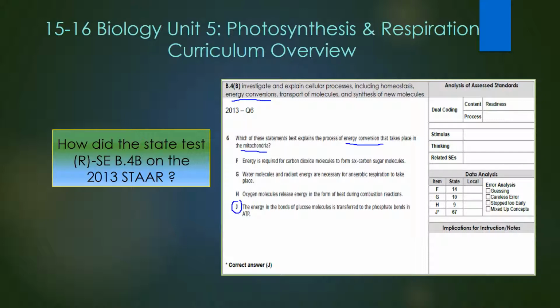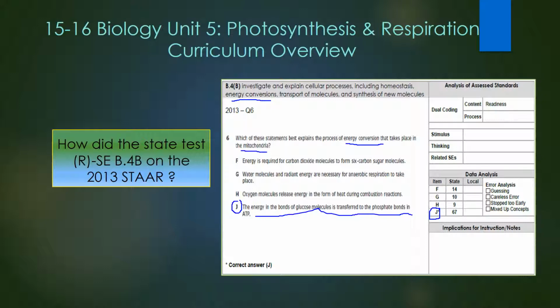As we can see across the state, 67% of the students understand the function of the mitochondria. We still have some discrepancies shown from F, G, and H. These are our distractors. We don't want to look at those, but look at how they're asking the students and what answer they're looking for: the energy in the bonds of glucose molecules is transferred to the phosphate bonds in ATP. So yes, in respiration, that takes place in the mitochondria. Glucose goes from being broken down into ATP, which is adenosine triphosphate.